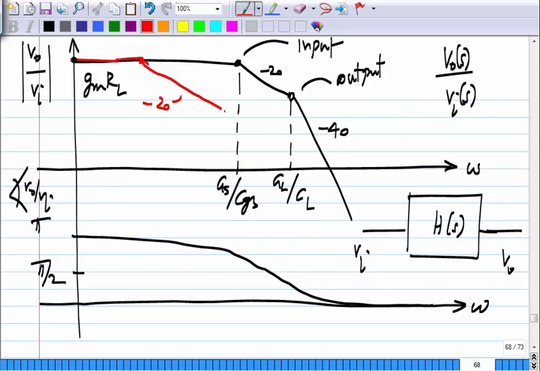So let me draw it somewhere over there. This is just some notation, some assumption here. And then after that, it will go to minus 40. And what happens after that? You have a zero. The zero will turn the slope back to minus 20.